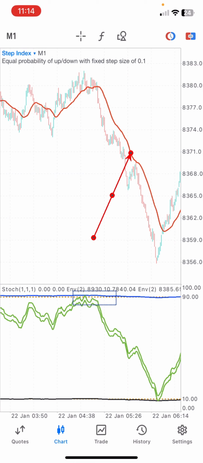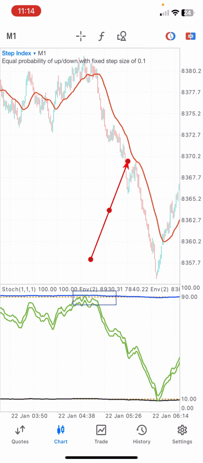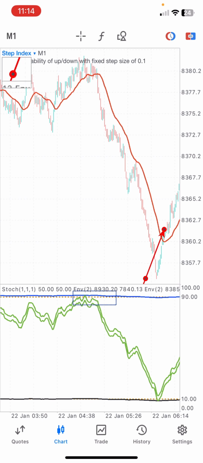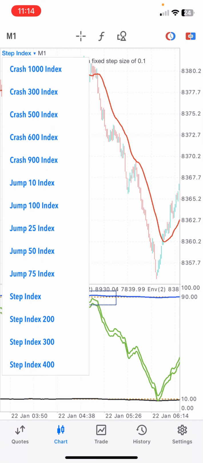For your TP, always remember to take your profits when you see either the price or the envelope line almost touch the bottom level, or the price changes direction right here, breaking above the moving average. That is for closing entries. So simple as that, guys. This strategy works on all the step index indices, so you just have to go through it and make use of it.